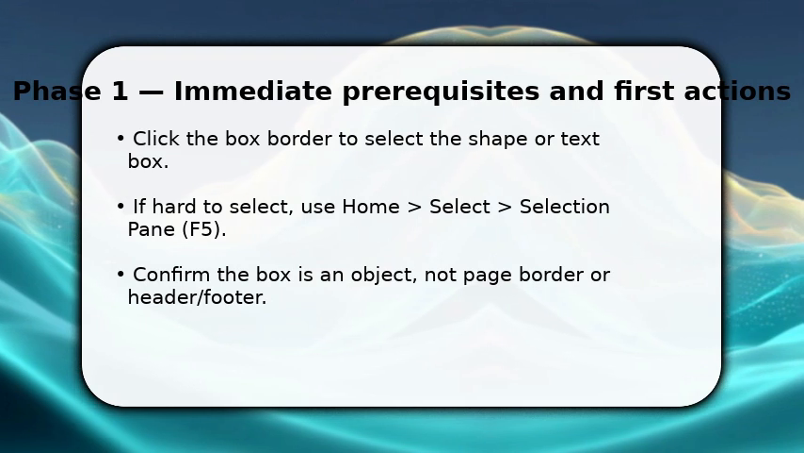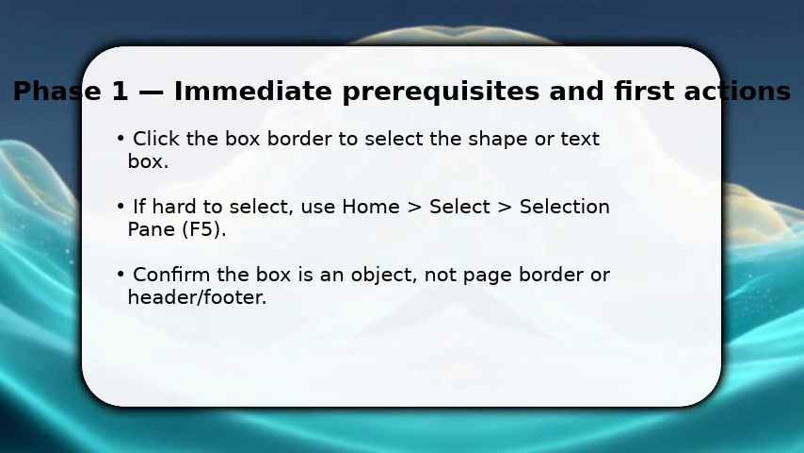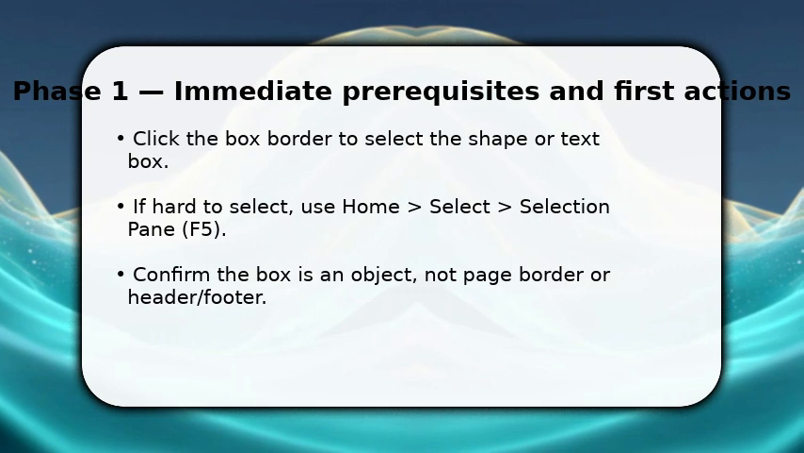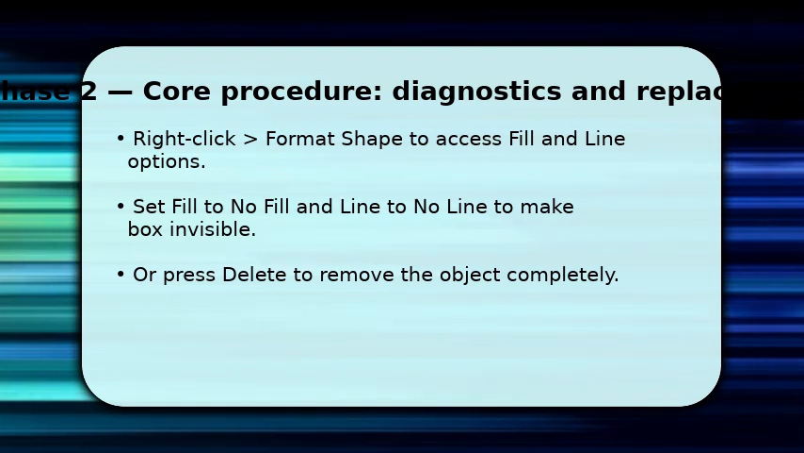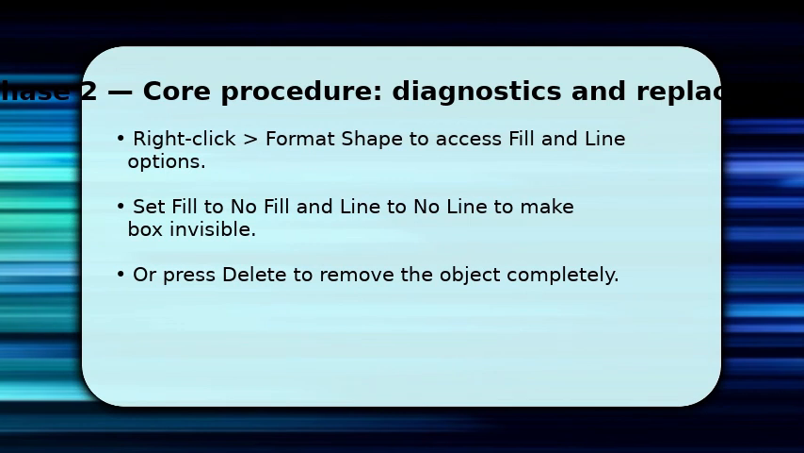Now that the box is selected, you're ready to remove formatting or delete the object entirely. With the shape selected, right-click and choose Format Shape so you can control both fill and line properties. In the panel, set Fill to No Fill to remove any background color, then set Line to No Line to remove borders. This makes the box disappear visually, while keeping any contained text.